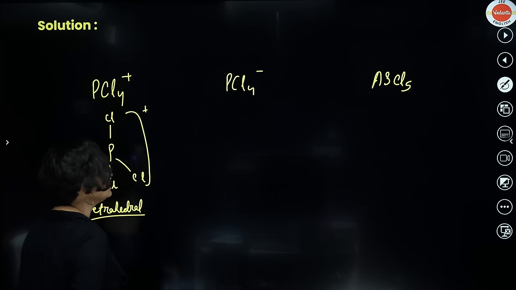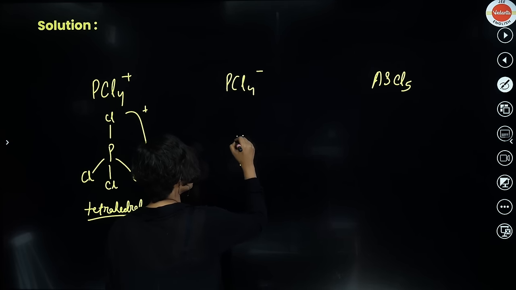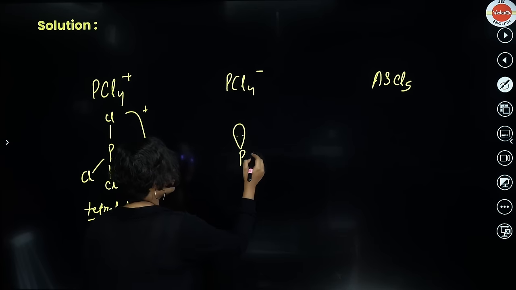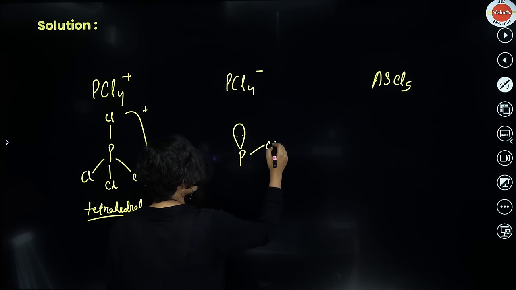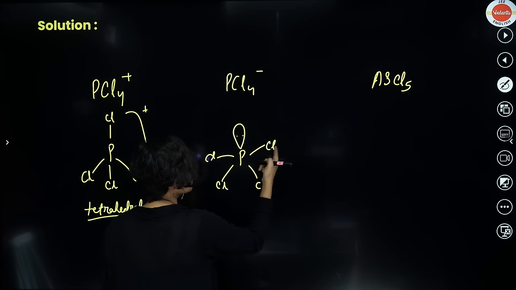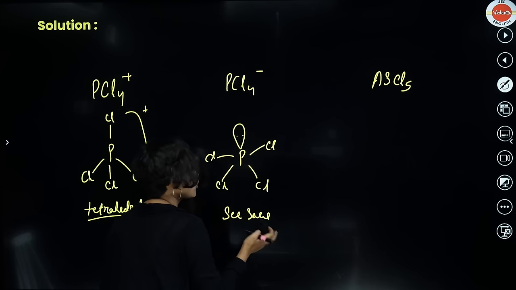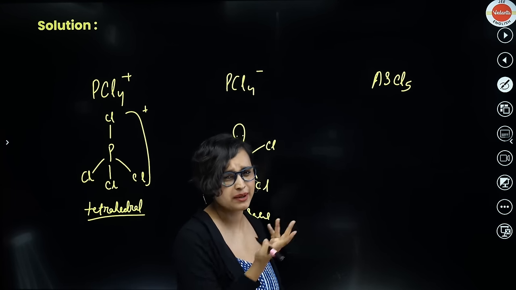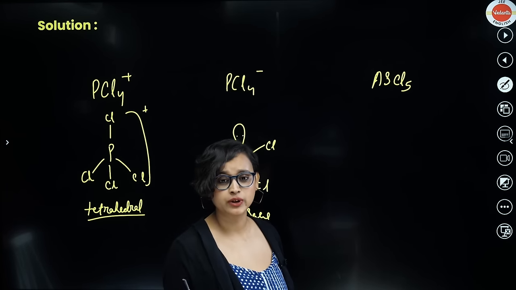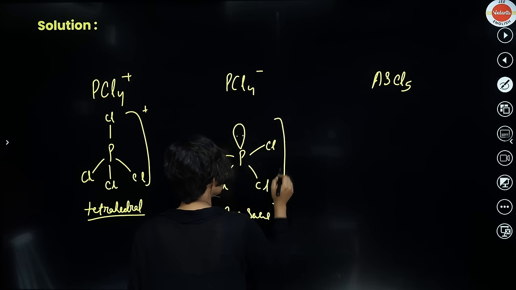This will be tetrahedral. PCl4 minus, 5 electrons it already has, but here it will have one extra. So let's write it like this. This will be there and then Cl4, right? So, Cl, Cl, Cl and Cl. How does this look? This looks like a seesaw shape. Obviously, it can be a little better, but come on. I'm not Einstein, I'm not Pablo Picasso. I can't draw that well. So this is PCl4 minus.